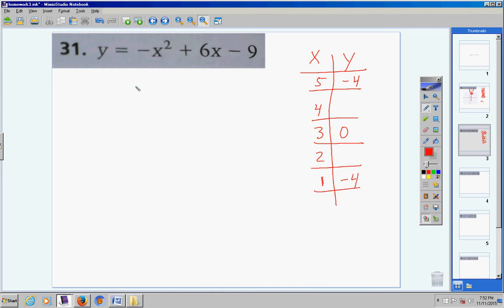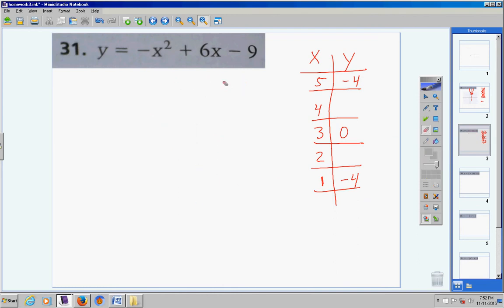Let's see what happens. Bring down your negative sign, then put a 1 in. And then positive 6, substitute a 1 in. 1 times 1 is 1, but there's a negative sign here, so negative 1. 6 times 1 is a positive 6. Negative 9. If you combine those, you will get a positive 6 and a negative 10, which is a negative 4. So it checks. That's good.